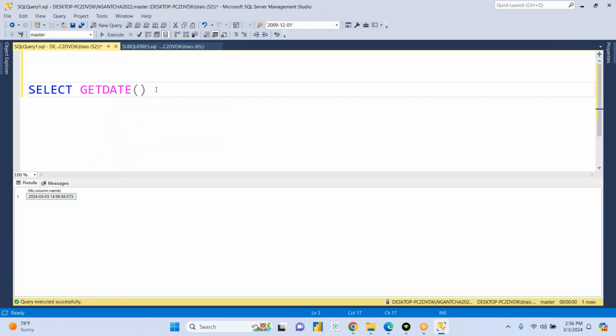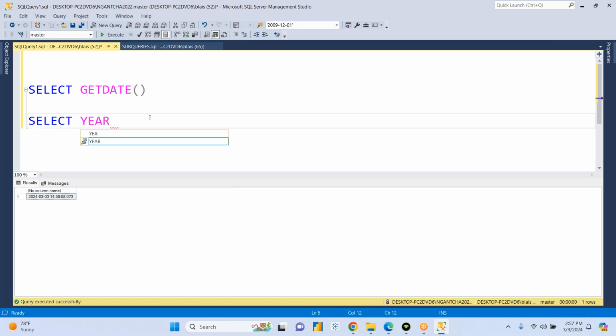I get this outcome, and then I can proceed to the second phase by nesting. I don't want to get the entire date. I just want to get the year part. So this is how nesting is done. I now use the year function and nest within it. This is nesting from a function perspective.